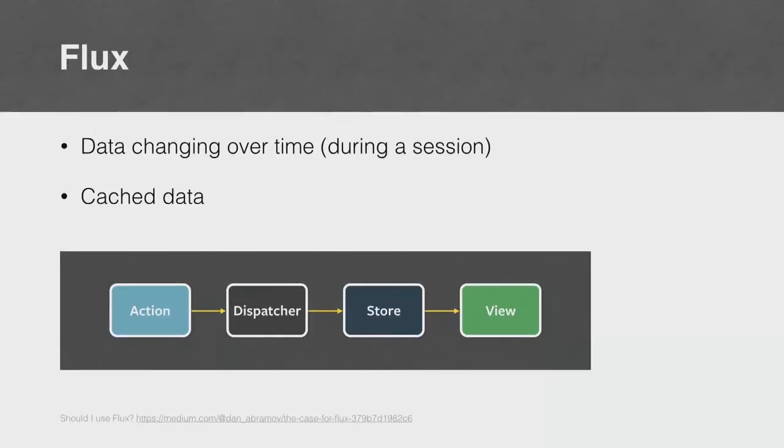I don't want to go through Flux in detail here. But just as a quick overview, in Flux, you don't pass the data straight to views or components. The data goes through actions, through a dispatcher, onto stores, and then to components. The components get their data through stores. So how do we set this up isomorphically?